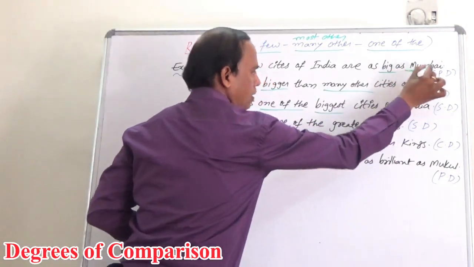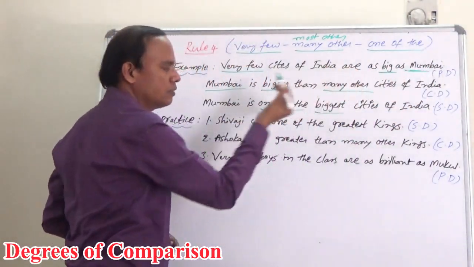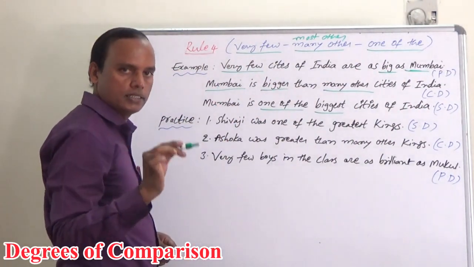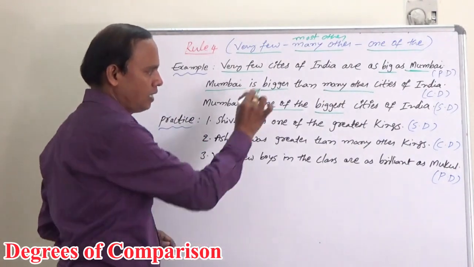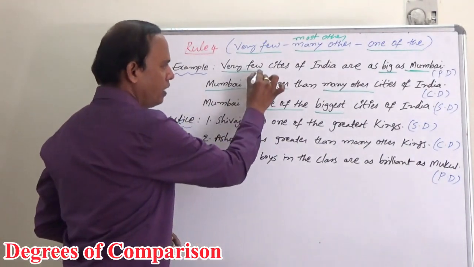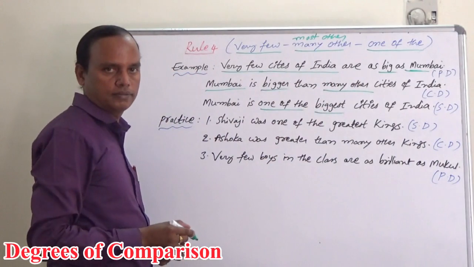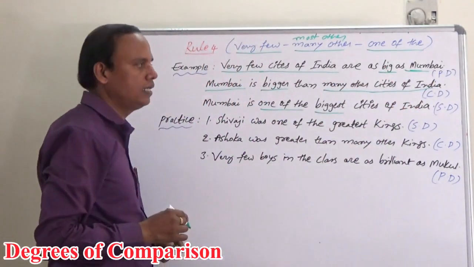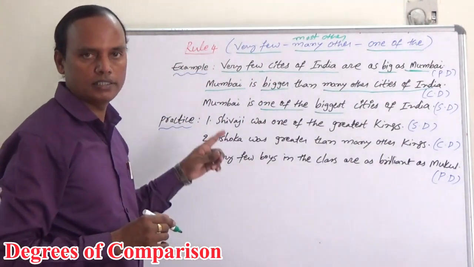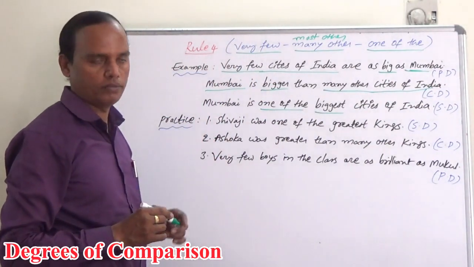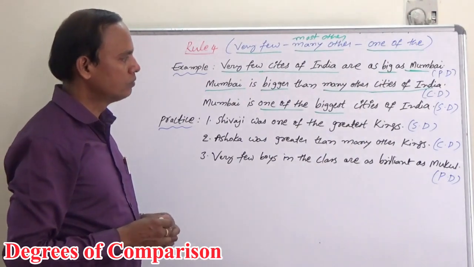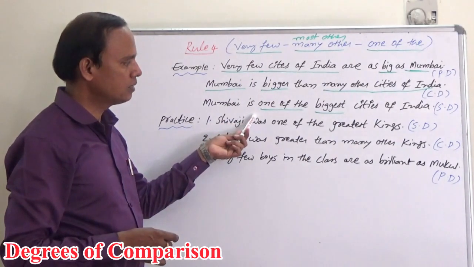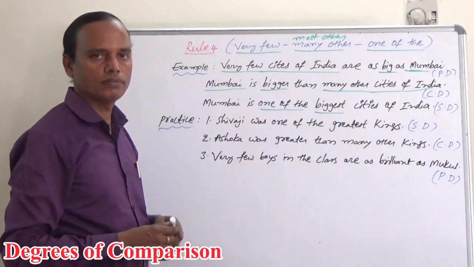Mumbai comes here. Object, subject. Alright. Mumbai is bigger than many other cities of India, as very few cities of India changes into many other cities of India. Alright, it has changed into comparative degree. Now, superlative degree: Mumbai is one of the biggest cities of India.